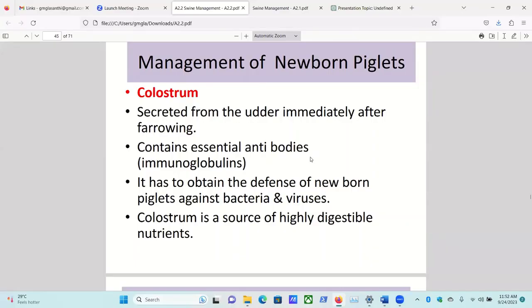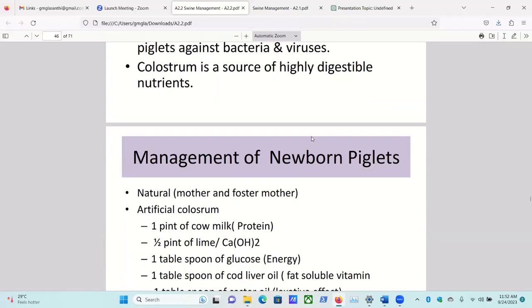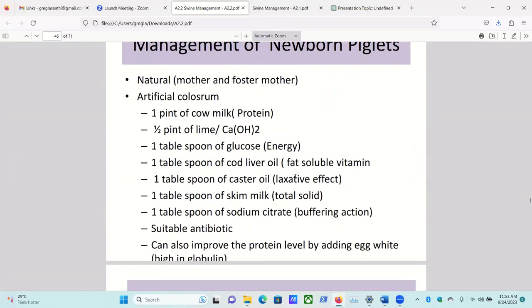So the colostrum is a secretion from the udder immediately after farrowing. As I told you, it contains antibodies which help to fight against disease-causing pathogens like bacteria and viruses. And this is highly digestible. So if in any case the mother has died, we have to produce artificial colostrum. These are the things we should add when producing artificial colostrum.